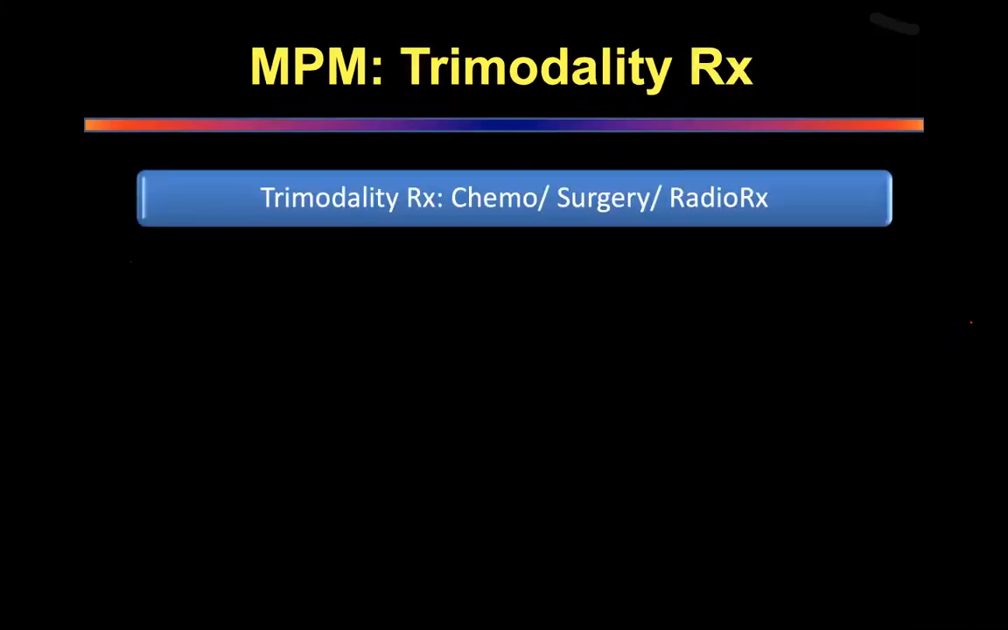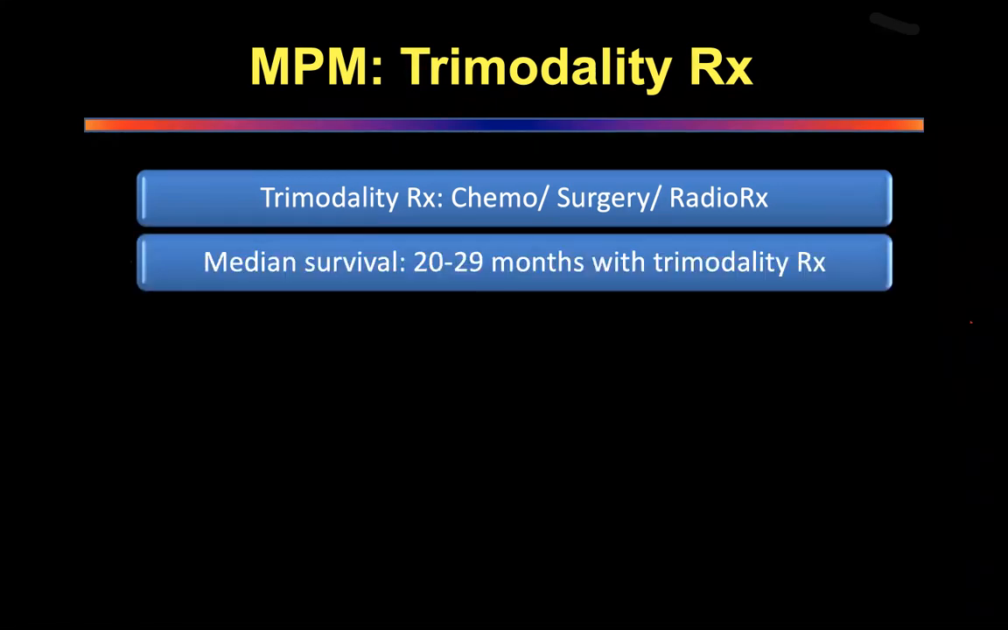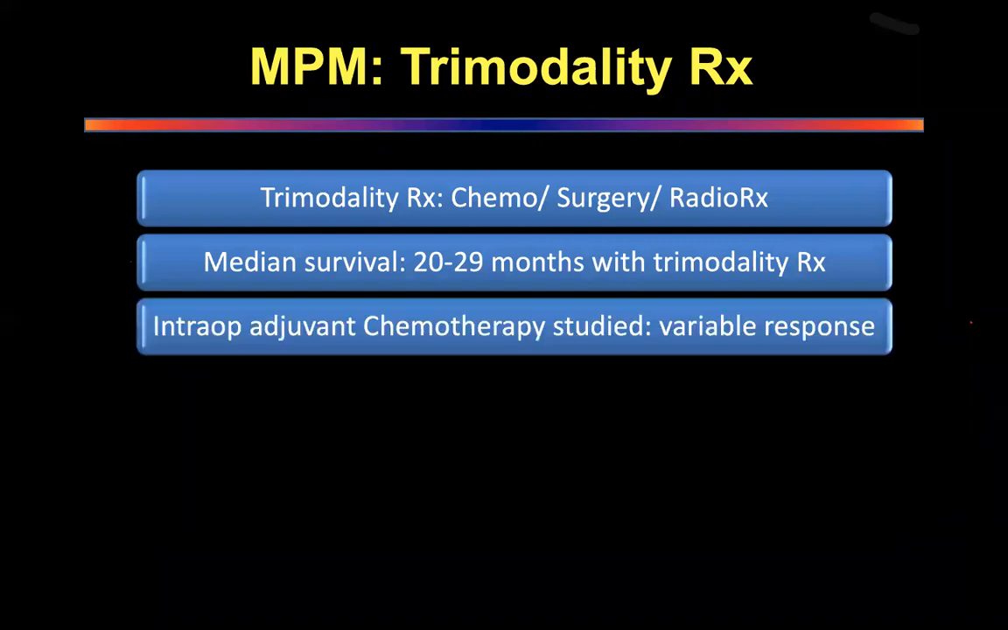What about trimodality? We spoke about it. Chemosurgery followed by radiotherapy, or chemosurgery with no radiotherapy. It depends. There are various studies which have looked at different outcomes. The median survival with a trimodality is about 20 to 29 months. Okay. Intra-op chemotherapy has also been studied.